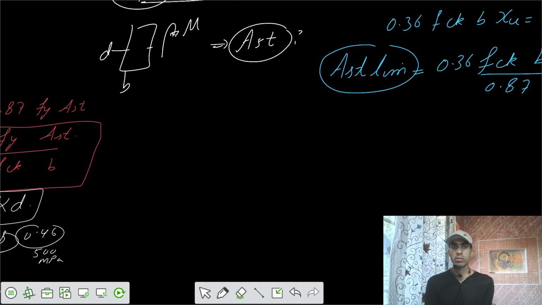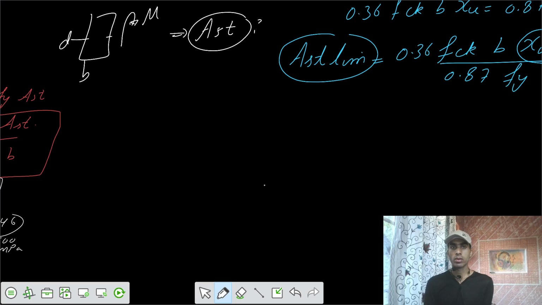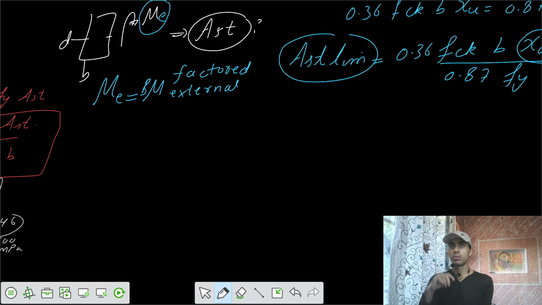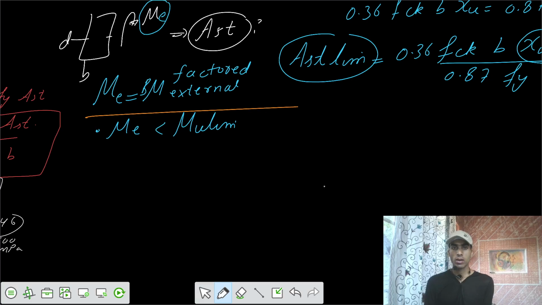And for the given moment, we have to see whether this moment, let's write, this is the external moment ME. We say this is the external bending moment, factored. We have already factored it, that is, we have multiplied the loading factor of 1.5 for dead load and live load. So this is the factored external bending moment. We have to see whether your ME is lesser than MU limiting or not. We have to ensure that.